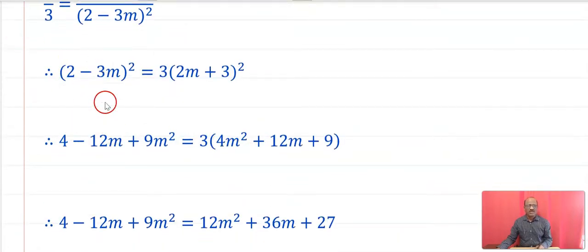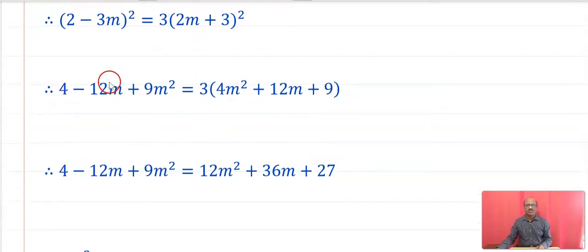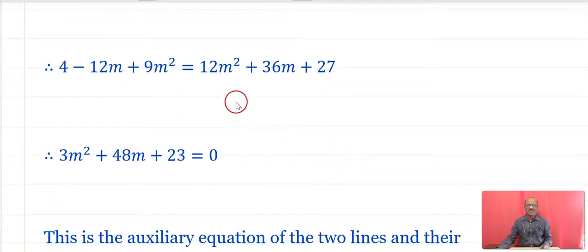4 minus 12m plus 9m square, and again 2m plus 3 bracket square means 4m square plus 12m plus 9. Okay, multiply it with 3, then you will get 4 minus 12m plus 9m square equals 12m square plus 36m plus 27. Again, if you simplify here, 9m square minus 12m square, you will get 3m square. 48m: 36m plus 12m will become 48m. 27 minus 4 will become 23.